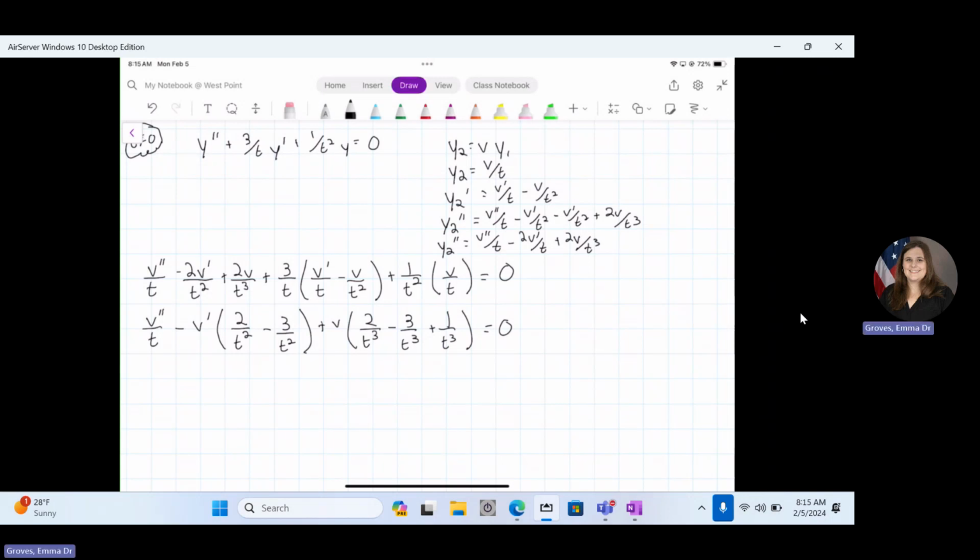And then something really nice is going to happen. We're going to have a lot of things cancel out. Everything in that v component is going to break down to 0. So I'm just left with v double prime over t minus v prime over t squared equal to 0.